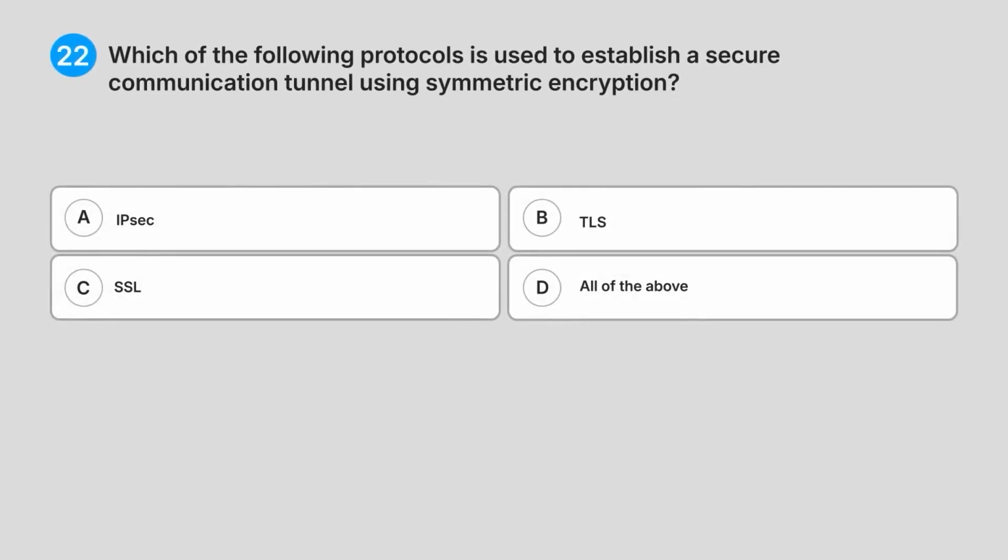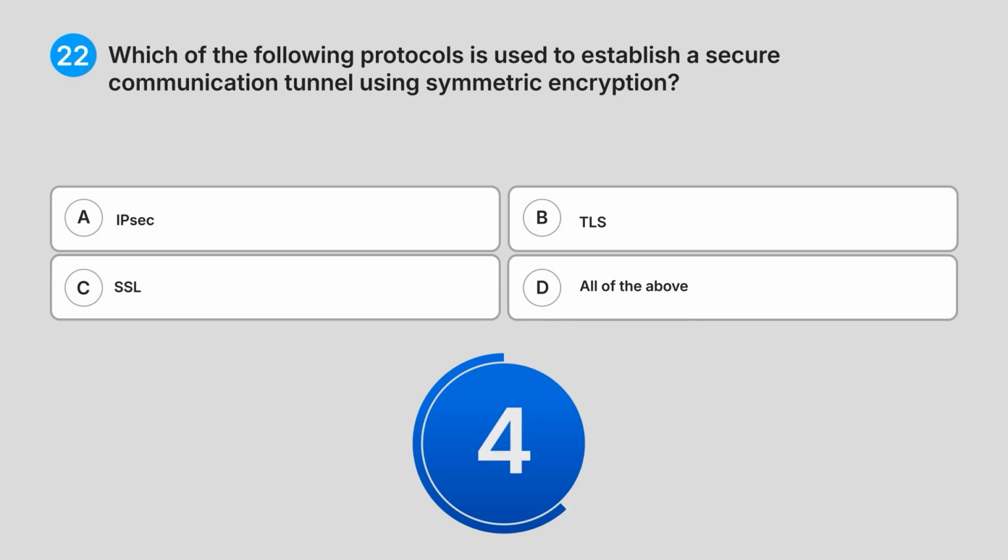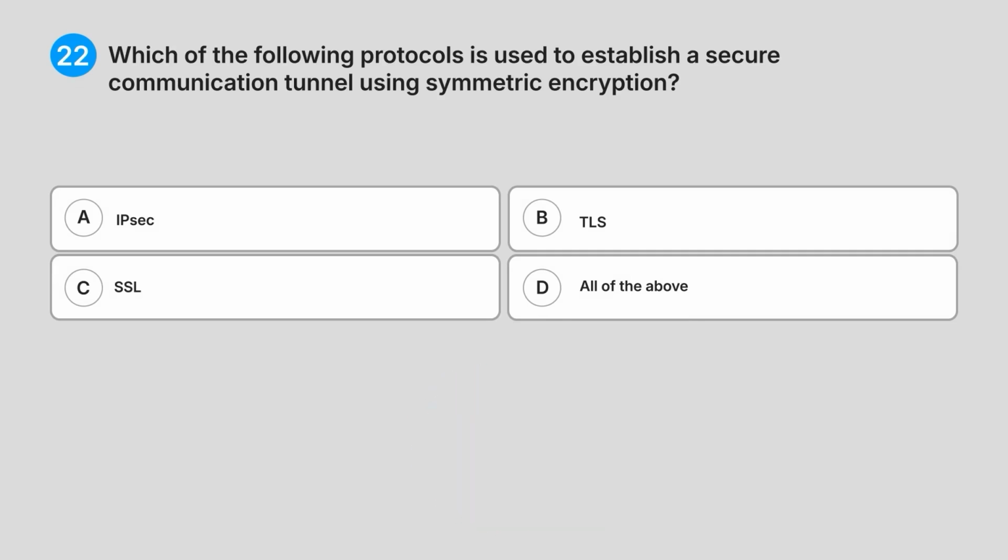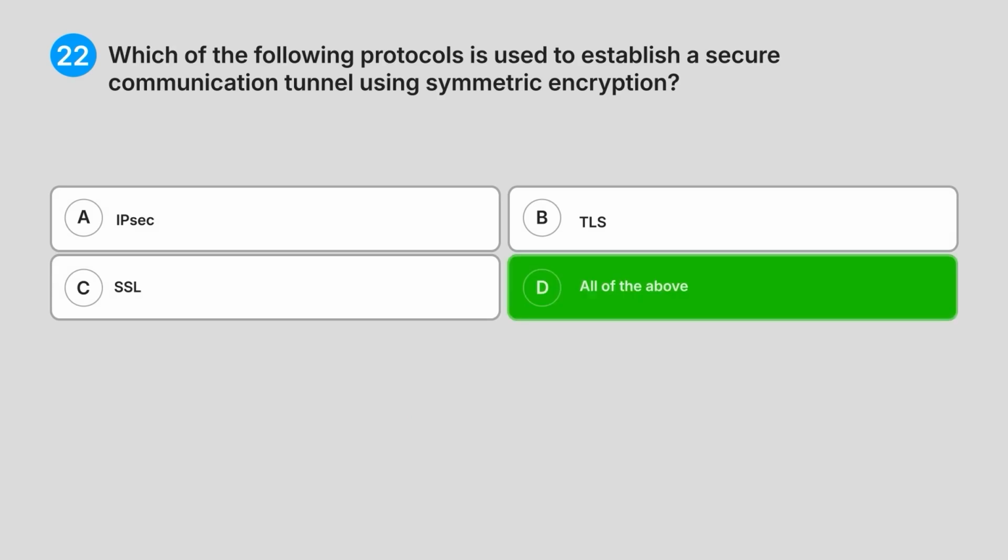22. Which of the following protocols is used to establish a secure communication tunnel using symmetric encryption? A. IPsec, B. TLS, C. SSL, D. All of the above. Do you know the answer? Correct answer, D. All of the above.